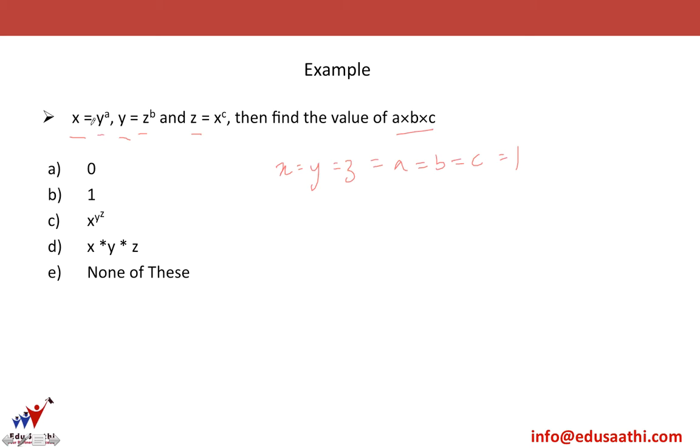So if you put these values here, x is 1, y is also 1, so 1 raised to power 1 is also 1, so this equation is satisfied. Similarly, this equation will also be satisfied and this equation will also be satisfied. So we have to find the value of a into b into c. All of them are equal to 1, so the correct answer is the b part here. So we have solved the question just by substituting all the values as 1.